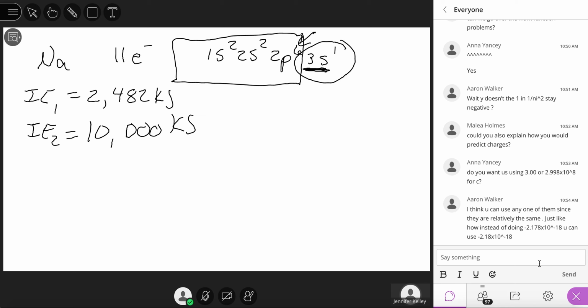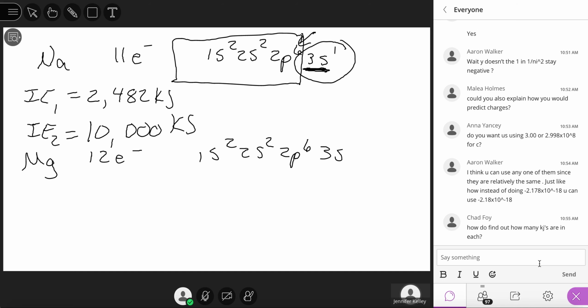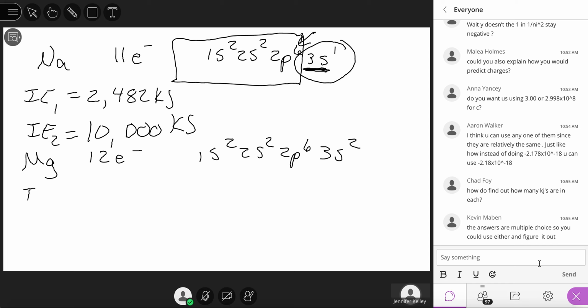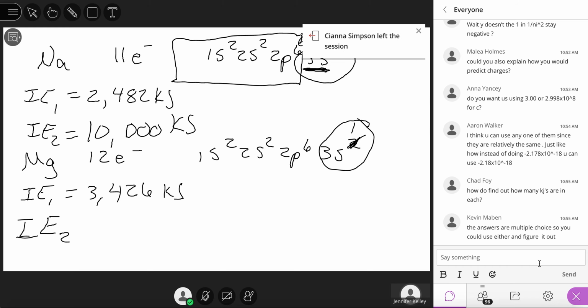If, on the other hand, we had something like magnesium, magnesium has 12 electrons. You'd get 1s2, 2s2, 2p6, 3s2. So ionization energy 1 would be pulling off one of these and changing that to 1. And we might have something like 3,426 kilojoules. And then ionization energy 2 is just removing the other valence electrons.